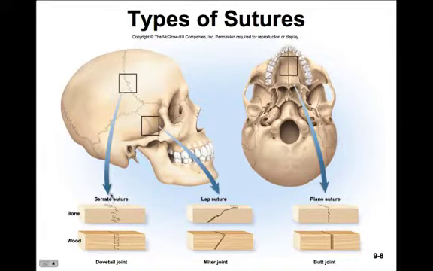For example, the serrate suture that we see in the coronal, sagittal, and lambdoid sutures have these interlocking pieces like a dovetail joint. The lap suture that we see between the temporal and parietal bones in the squamous suture is like a miter joint. It overlaps at an angle. And then the plane suture we can see between the palatine processes of the maxilla. It's like a butt joint in woodworking, where the edges of the bone just butt right up against one another.